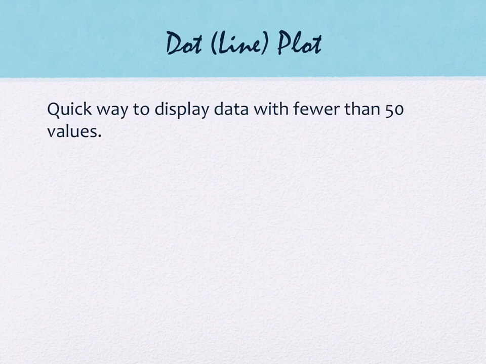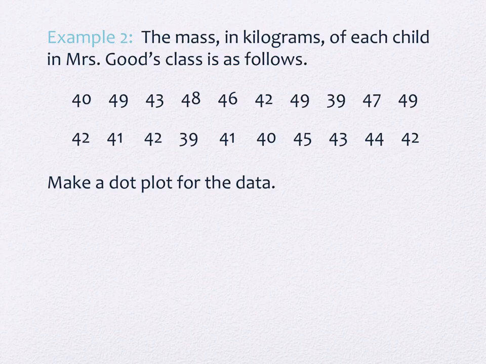All right, so our data set on this one is from a classroom and the mass, in kilograms, of children. So the mass in kilograms of each child in Mrs. Good's class is as follows. And we're going to make a dot plot for the data. So the kinds of things that we need to identify from our data set is the smallest and largest value as sort of our beginning and our end of our dot plot. So what is the smallest value that you see in our data set?